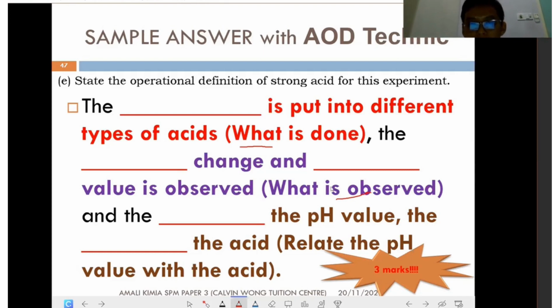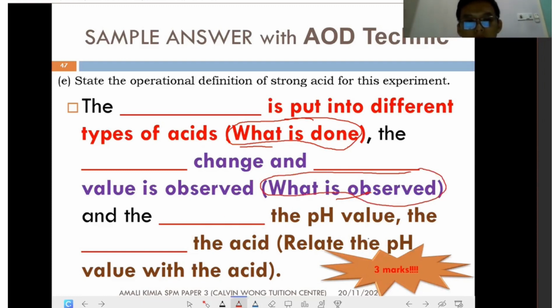To use the AOD method, you must have what is done. So what is put inside the acid, and also what you can see, and also what is the definition? Relate it. The AOD method.